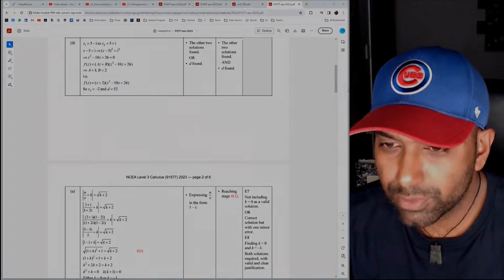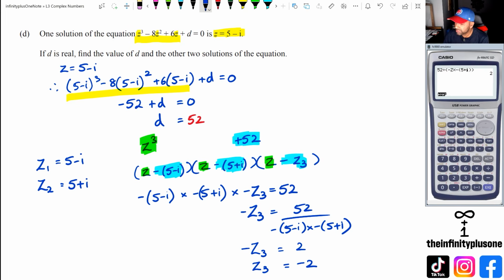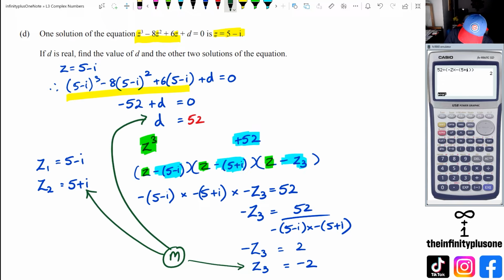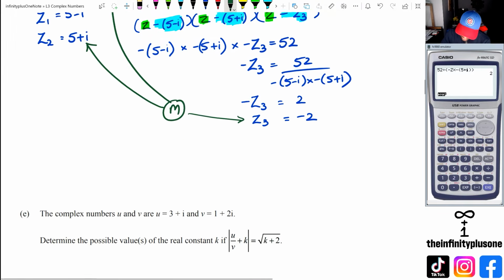So yeah, that's pretty much it for this question. Merit is when you find those, and that. So you've got to find all three things there. For achieved, it's basically finding one of those three things. All right, so let's go to the next question.